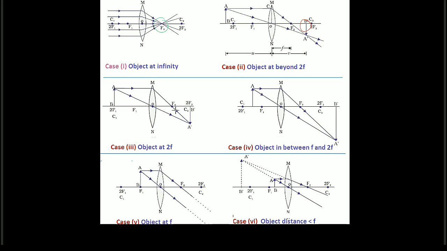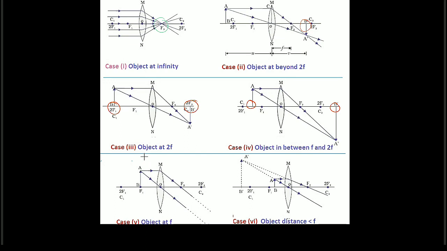When the object is placed at the center of curvature, the image is again formed at the center of curvature. Then when the object is between focus and the center of curvature, the image again moves away from the lens. Again, when the object is placed between focus and the lens, the image is formed at infinity, that means further away from the center of curvature.